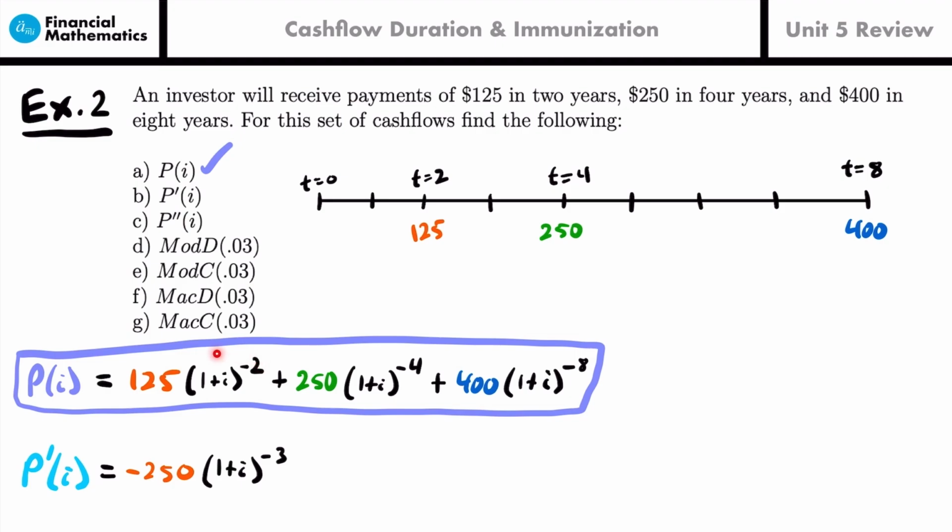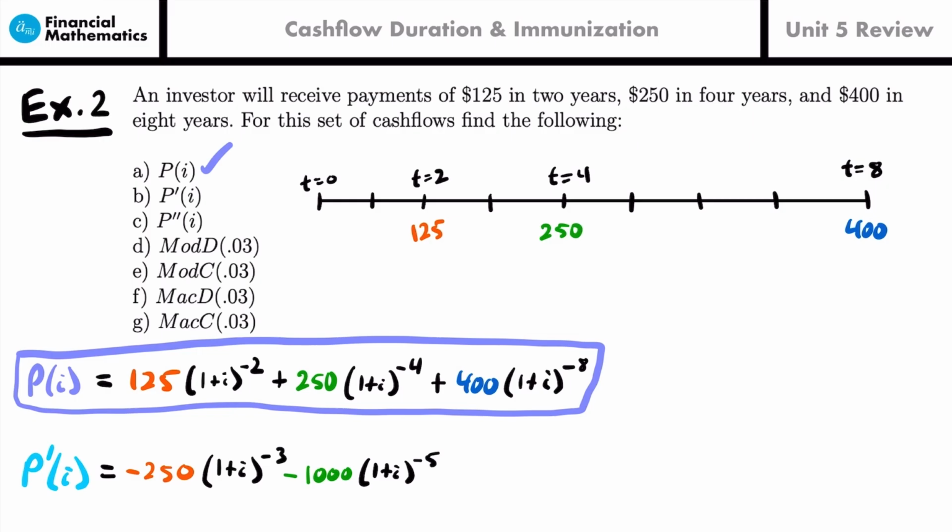All right, so we multiplied the exponent down. 125 times negative 2 is negative 250, and then we subtracted 1 from the exponent, so negative 2 becomes negative 3. Now next up we have this term. We'll multiply negative 4 down and subtract 1 from that exponent, and negative 4 times 250 is negative 1000. So we'll have minus 1000 times 1 plus I to the power of negative 5, right? Negative 4 minus 1 is negative 5.